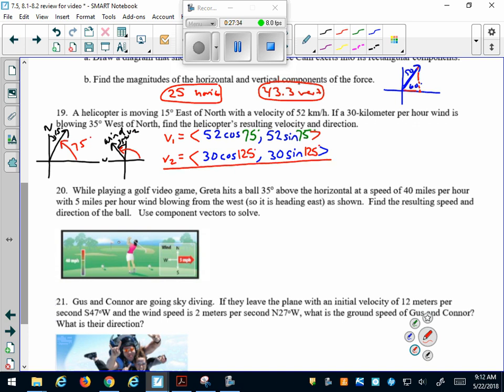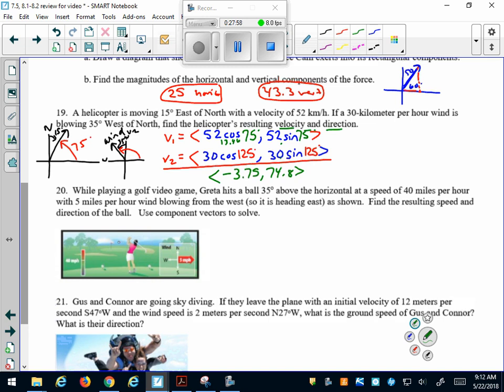Now, we plug those into our calculator. We're going to get our decimal equivalents, 13.46, etc. All these get decimals. We add them. We end up with negative 3.75 and 74.8. We're not done, though, because they're asking us for the velocity and direction. So speed and direction here.